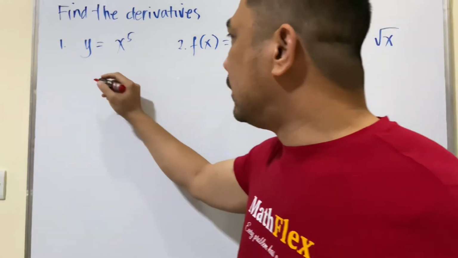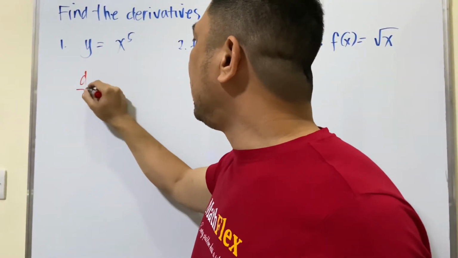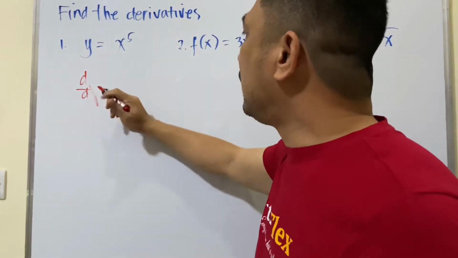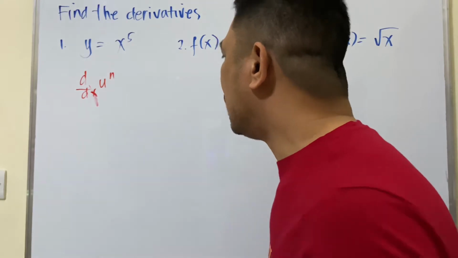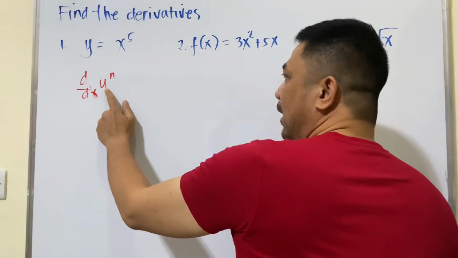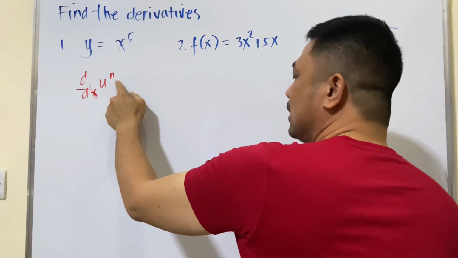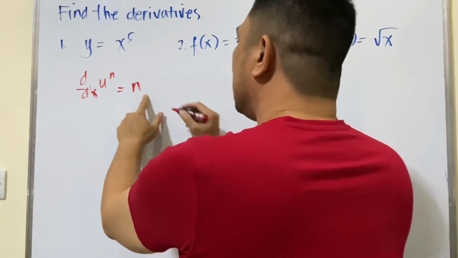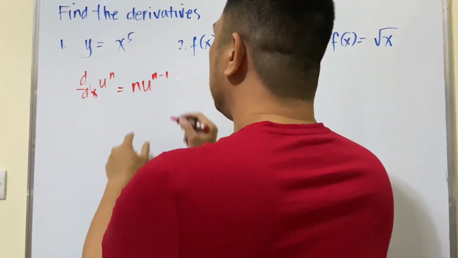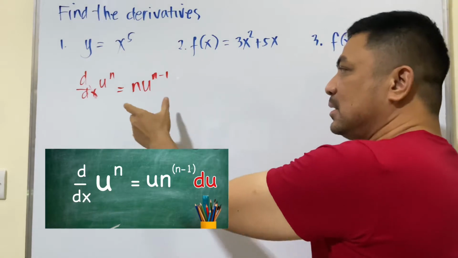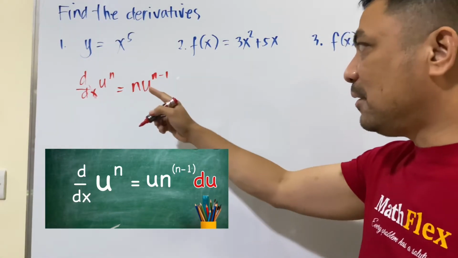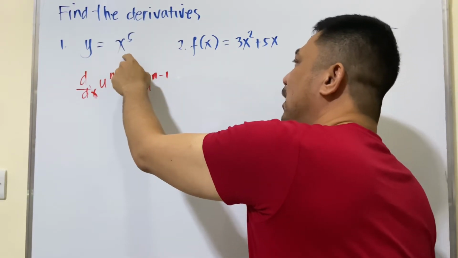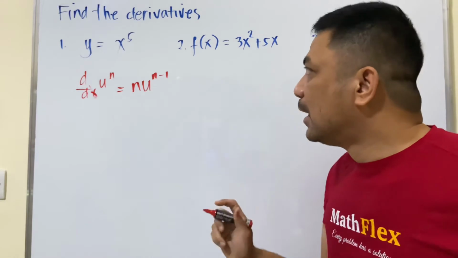So actually the main, if you have d over dx of u raised to n, this represents any variable raised to any constant. So the derivative of this one is actually n times u raised to n minus 1. So this is our general formula for the derivatives of any function that is a variable raised to constant. So let's try to apply this one.